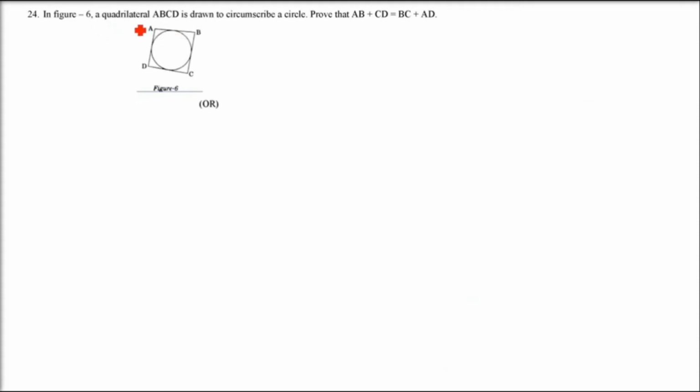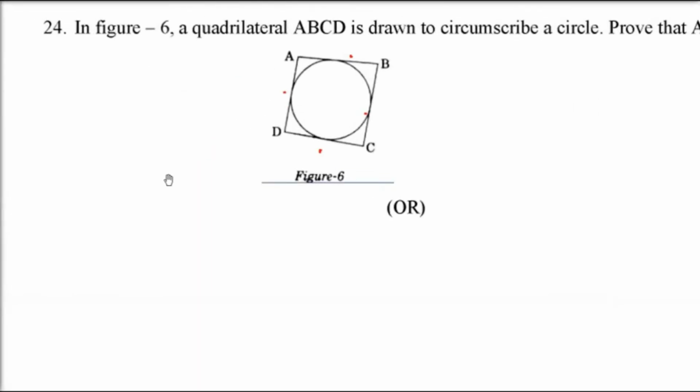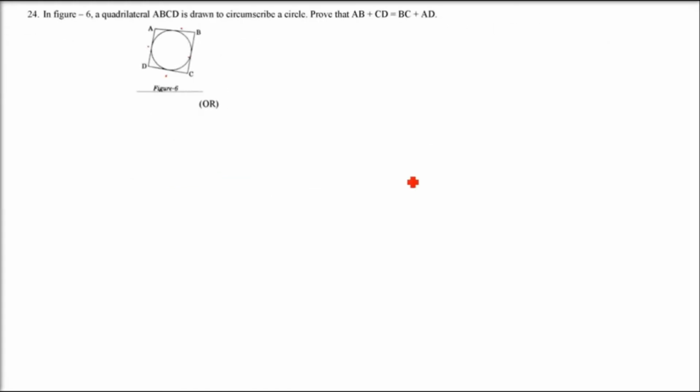In figure 6, a quadrilateral ABCD is drawn to circumscribe a circle. Prove that AB plus CD equals BC plus AD. There are two questions like this, as you can see there is an OR. We have to prove that if we add the opposite sides, they are equal. The concept here is the tangent length property: from any point we draw tangents to a circle, the lengths of the tangents will be equal. I'll mark these points and show how these are equal, and then we'll add them to get the result.